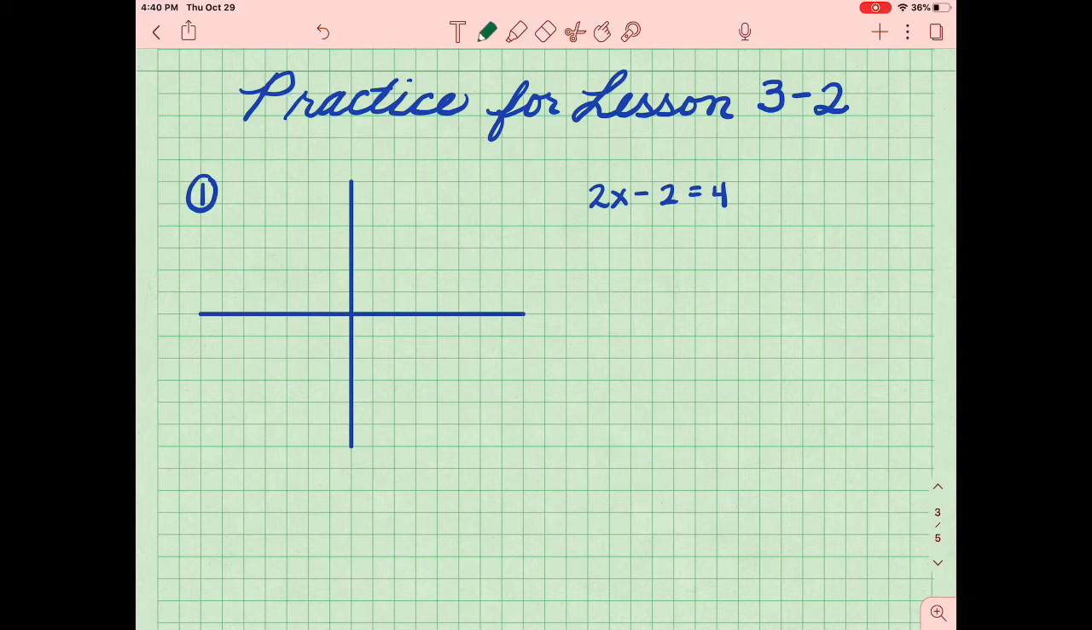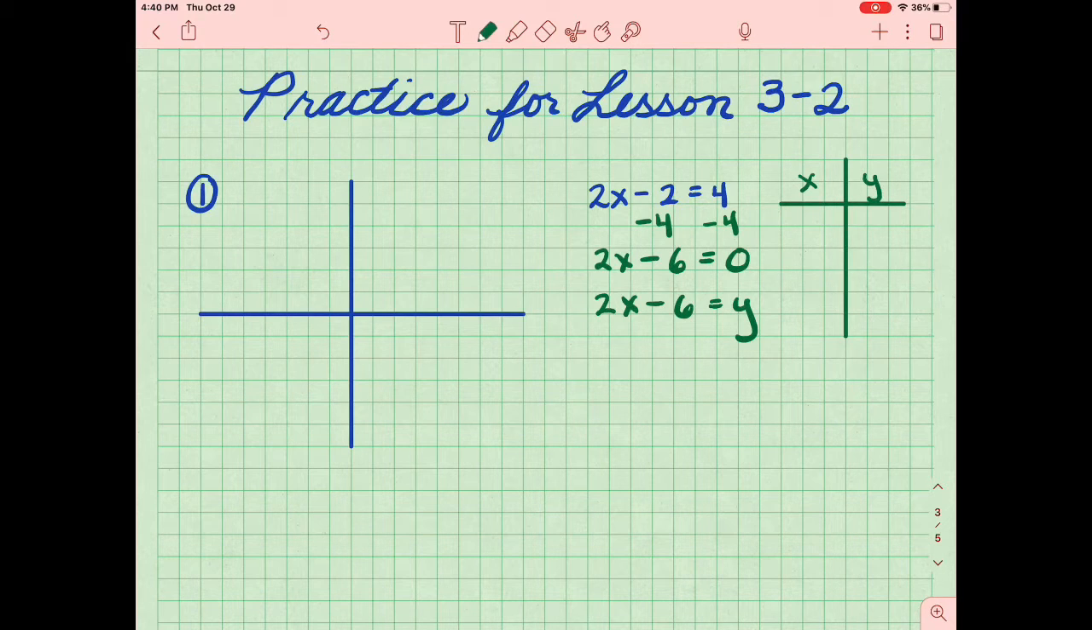So here's what we're going to do. We're going to get our equation to equal 0. So we're going to subtract 4 from both sides to get 2x minus 6 equals 0. And so now that we are equaling 0, we can say that 2x minus 6 equals y. And we're going to come up with a table of values that we can graph.